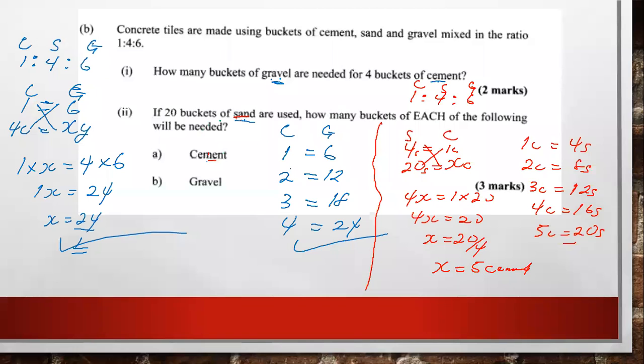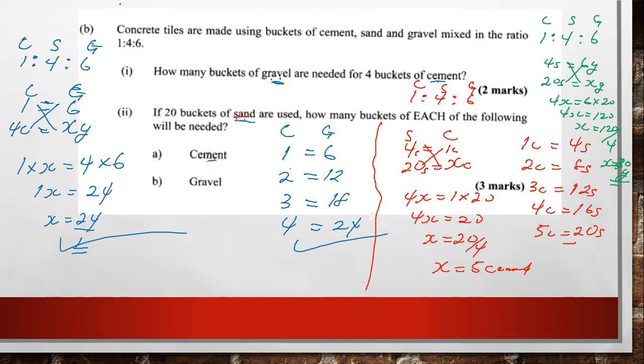So here they are comparing sand and gravel. I have 1 to 4 to 6, cement, sand, and gravel. They are comparing sand and gravel. So 4 sand is equal to 6 gravel. Everybody catch that? 4 sand is equal to 6 gravel. Therefore, if I have 20 sand, how many gravels will I get? I put X gravel. Cross multiply, so 4X is equal to 6 times 20. So 4X is equal to 120, and X is equal to 120 divided by 4. What do I get? 30. So X is equal to 30 gravel.